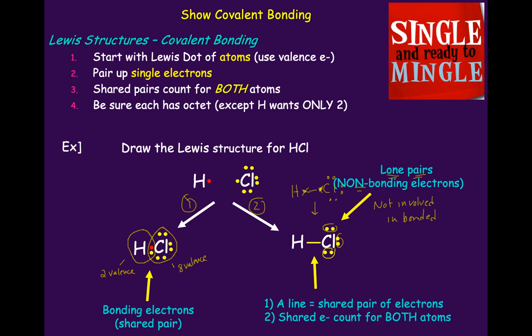And again, lastly, a line is going to equal a shared pair. So anytime you have a line between two atoms, that's going to equal two dots, or a shared pair. That's really important. And the shared pair counts for both atoms. So when you count this up, you're going to go 2, 4, 6, 8 for chlorine, and only 2 for hydrogen. So it's really simple. You just have to move those together and mix the dots. All right, so we'll practice a little bit.